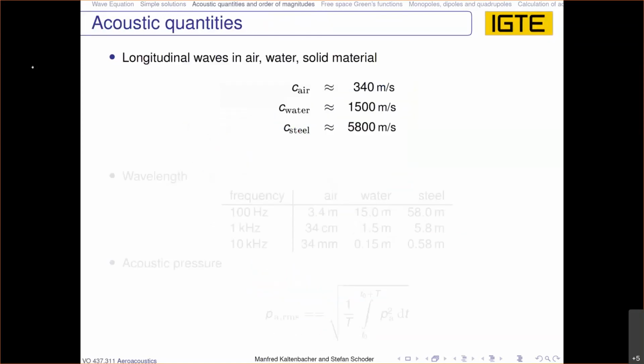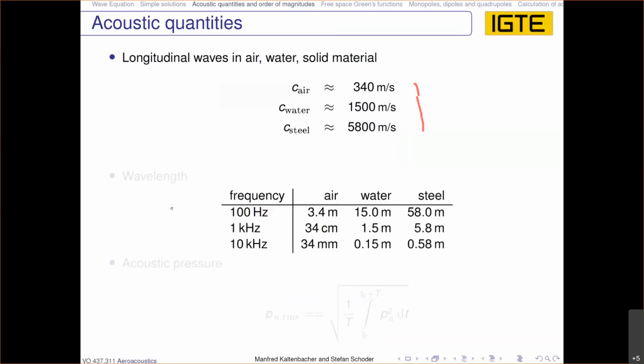Yeah, that is shown here, and that also shows you the big difference. If you are in air, in water, or in a solid body like steel as shown here, the speed of sound is quite different. It is about 5 times higher in water than in air, and about 3 to 4 times higher in steel, for example. And that has a strong impact on the wavelengths.